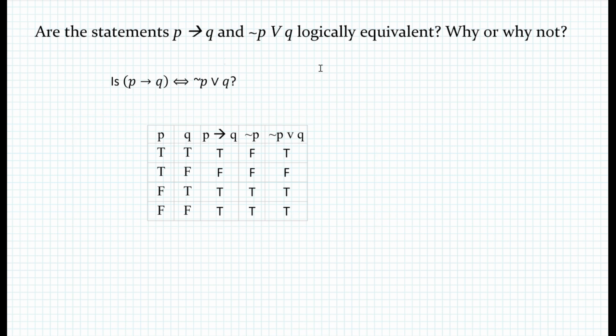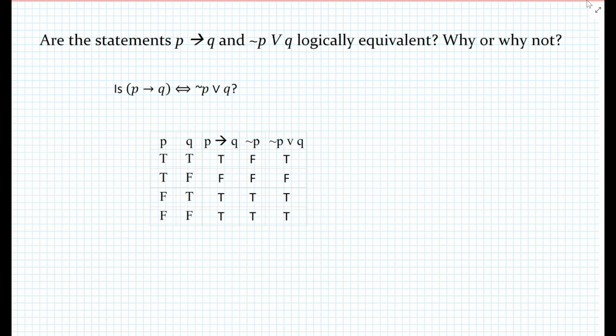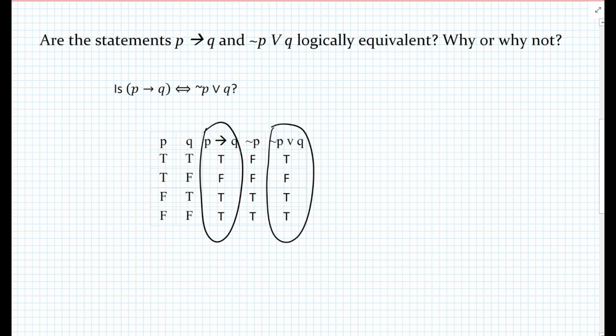So the question is, is the statement if P then Q logically equivalent to not P or Q? Well, if you look at the statement if P then Q in the table, we know the truth values are true, false, true, true. So let me highlight this. And then if you look at the statement not P or Q, the truth values are also true, false, true, true. So what can you say when you compare both truth values? That the truth values are the same. What does that mean? Well, it's indicating that we have some type of logically equivalent statement.